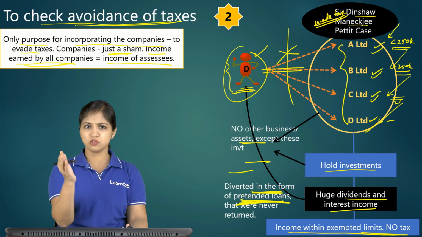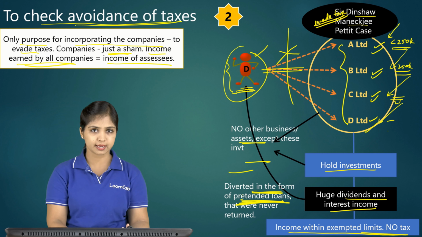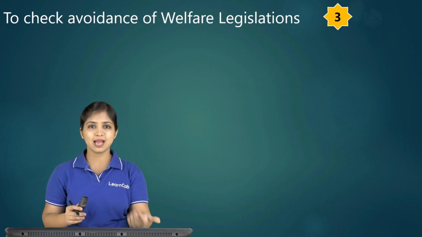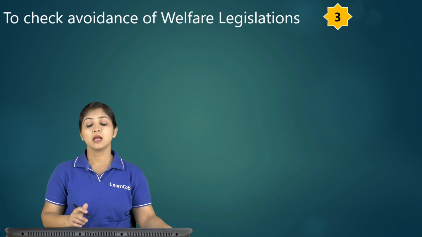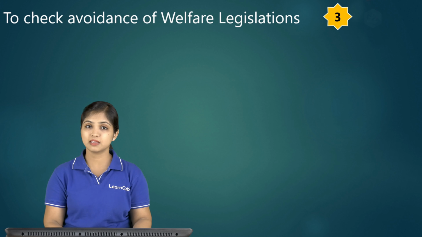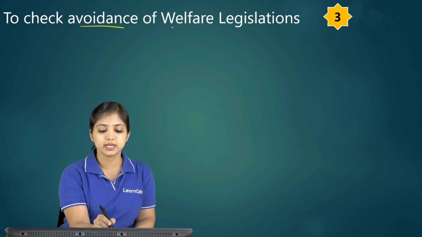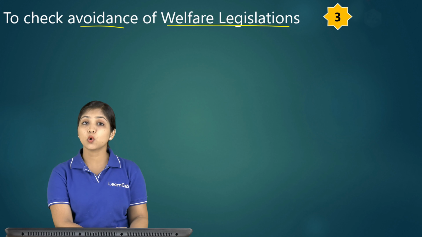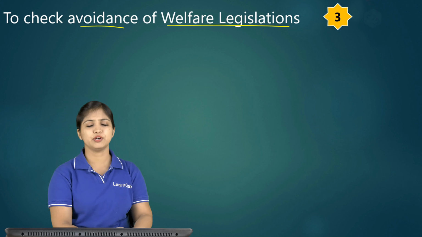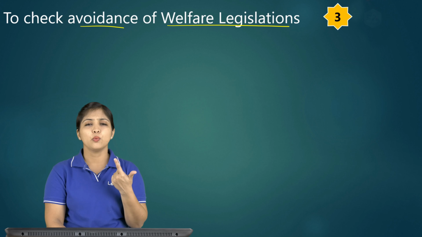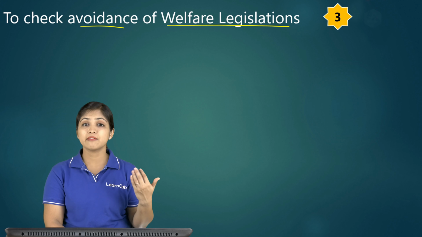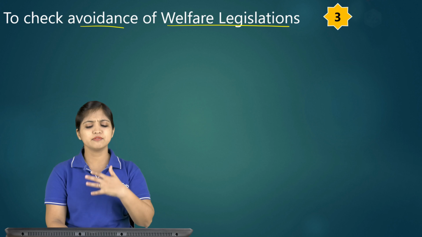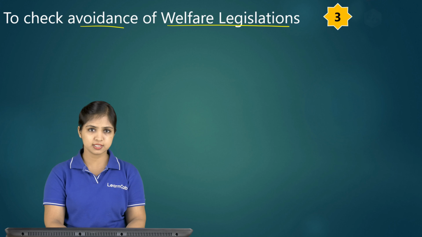So what's the second situation? When is a veil lifted? To check evasion of taxes. Alright, so we've learnt about two situations: to protect public policy and to check evasion of taxes. Now coming to the third situation, when the veil is lifted to check avoidance of welfare legislations. Now we have a lot of employee welfare legislations in the country. For example, we have the Payment of Bonus Act, the Payment of Gratuity Act, and the Employees Provident Fund and Miscellaneous Provisions Act. There are various employee welfare legislations in the country.